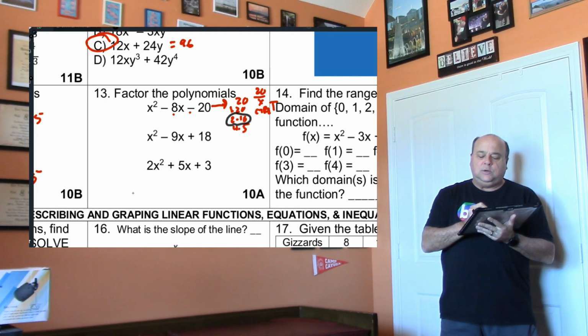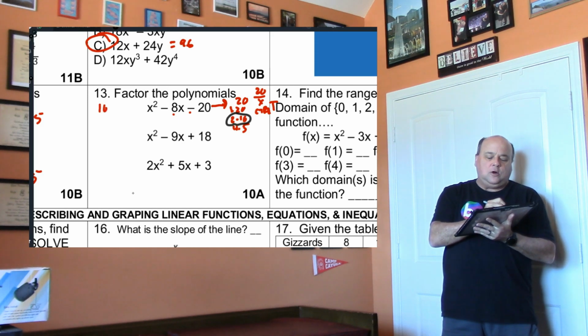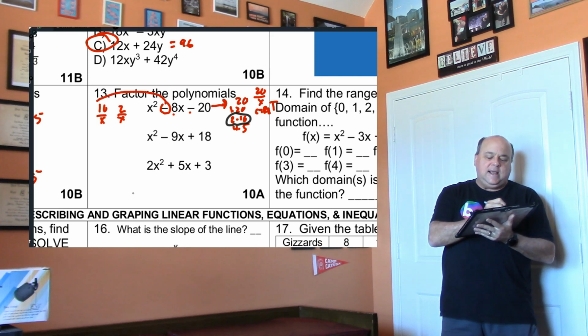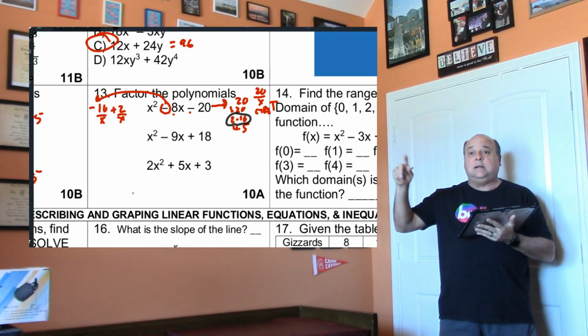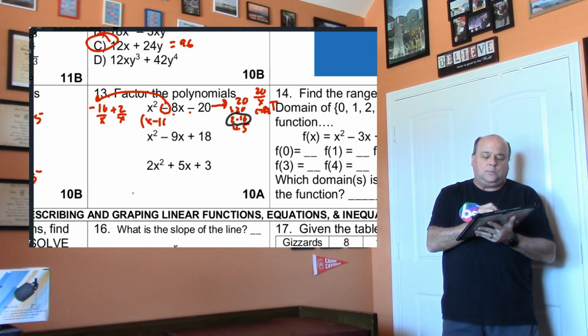The one that works is 2 and 10. So what I taught you to do is put a 10 over x and a 2 over x. And then we need to subtract them and get negative 8. That negative goes in front of the 10, and I need the 2 positive. Negative 10 times positive 2 is negative 20, and negative 10 plus 2 is negative 8. These turn into your parentheses.